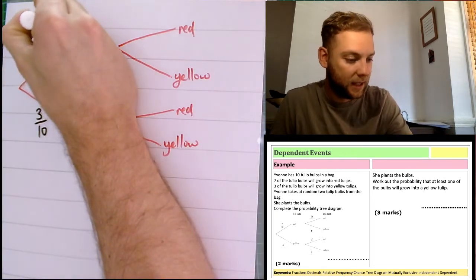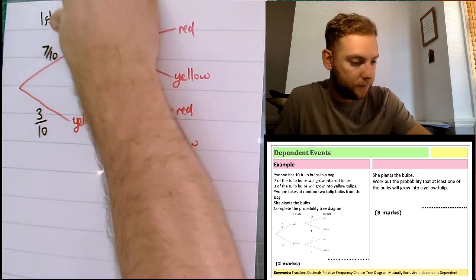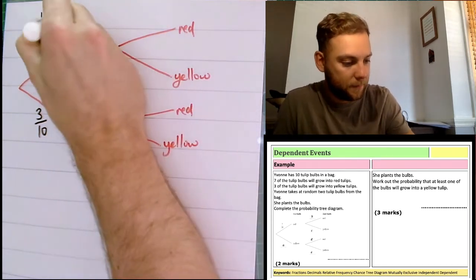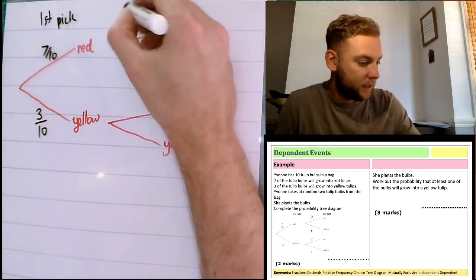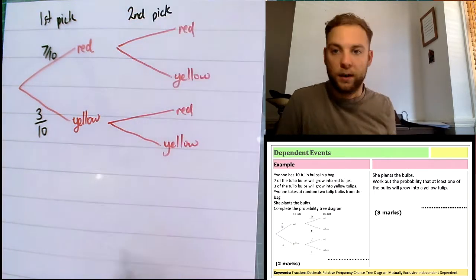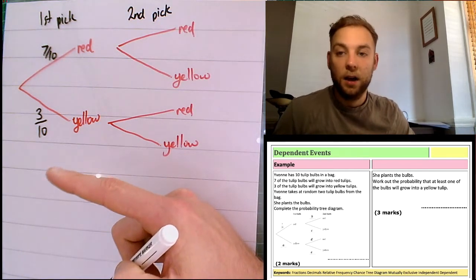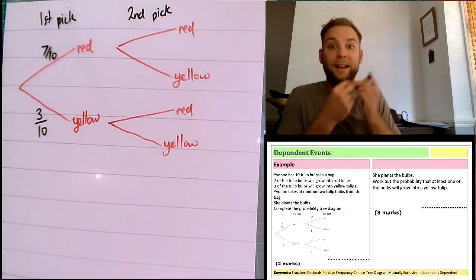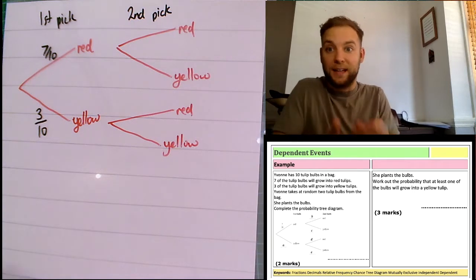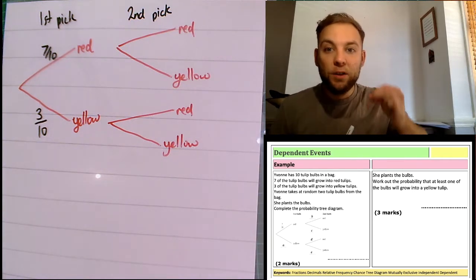Now, the thing that we need to be really careful of is on this second pick. So we need to write on here, this is first pick, and this one here is second pick. Brilliant. So on that first pick, we've taken a red out. Let's imagine on that first pick we've taken a red out. So if you've taken one red out, how many reds are left in there?